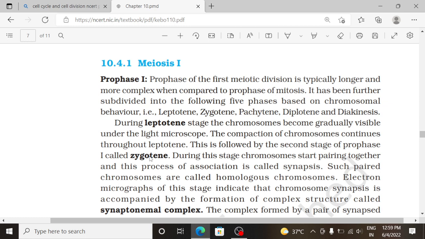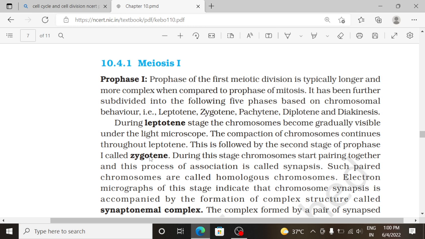Example: leptotene, zygotene, pachytene, diplotene, diakinesis. During the leptotene stage, the chromosomes become gradually visible under the light microscope. The compaction of chromosomes continues throughout leptotene. This is followed by the second stage of prophase 1 called zygotene. During this stage, chromosomes start pairing together and this process of association is called synapsis. Such paired chromosomes are called homologous chromosomes.